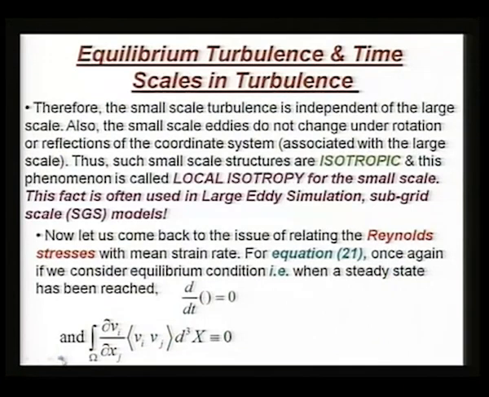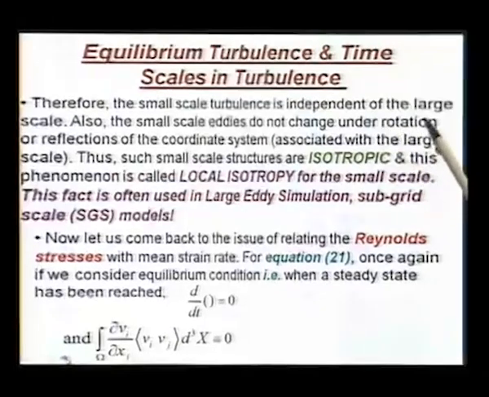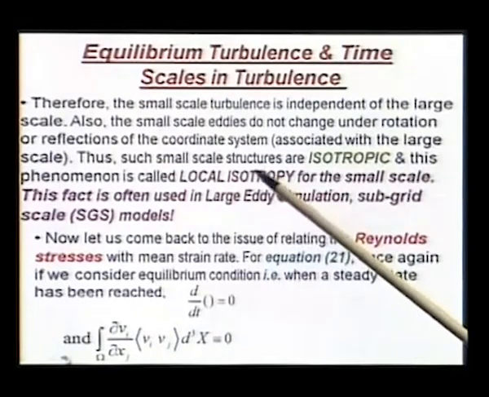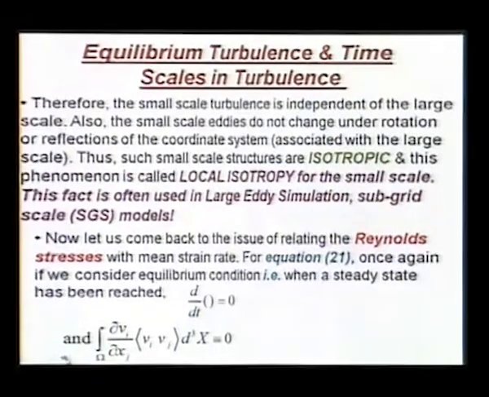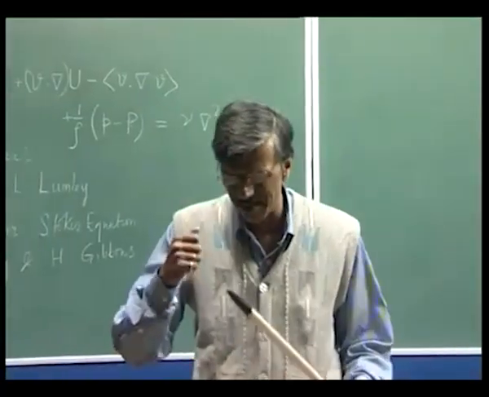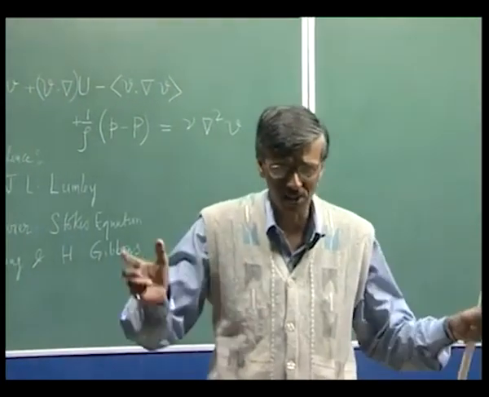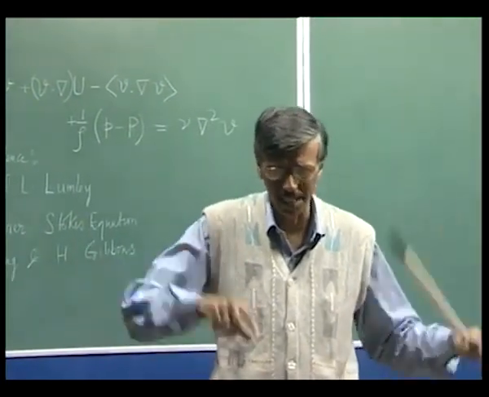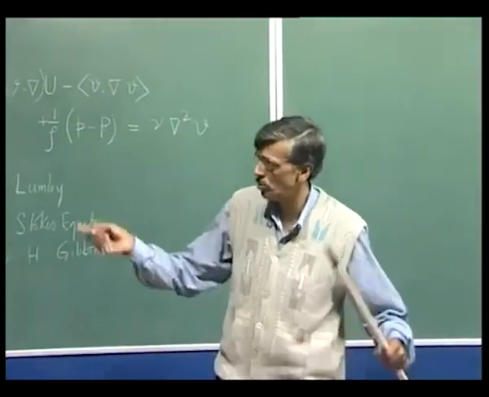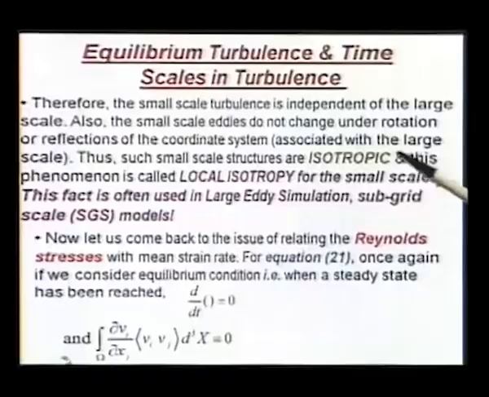Then what you can see is that these small scale eddies do not change under rotation or reflection of the coordinate system. So, basically the small scale is independent of the large scale, and the small scales are therefore considered kind of isotropic, because you are getting this small scale by successive fracture of the large scale. You have large scale, they break down into smaller scale and so on and so forth. So, when you go to the lowest scale, they have become almost homogeneous isotropic.